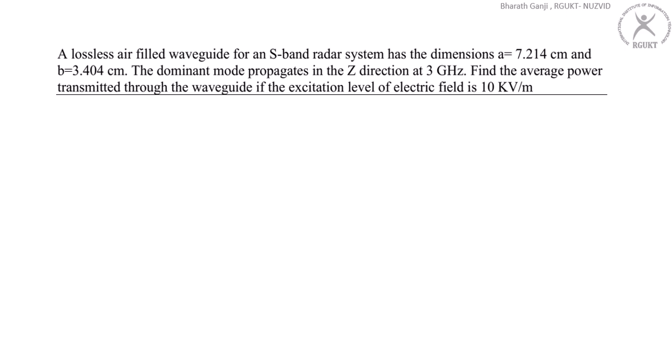So in this problem, again, it's a lossless air-filled waveguide. So epsilon r and mu r are equal to 1, and it's operating in some band of frequencies, and the value of a is given and the value of b is given, and the dominant mode is propagating. So TE10 mode is propagating in the z direction, and the operating frequency is given as 3 gigahertz. So they are asking what is the power that is transmitted through the waveguide if the magnitude of the electric field is 10 kilovolt per meter.